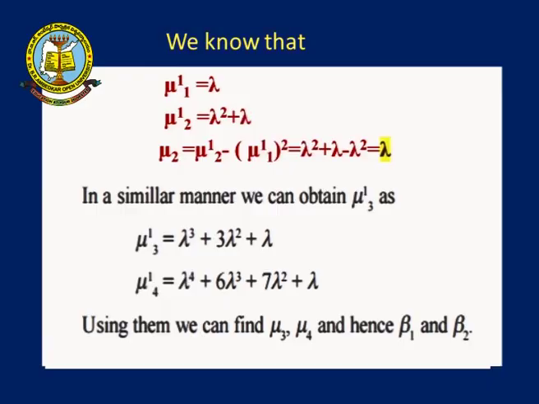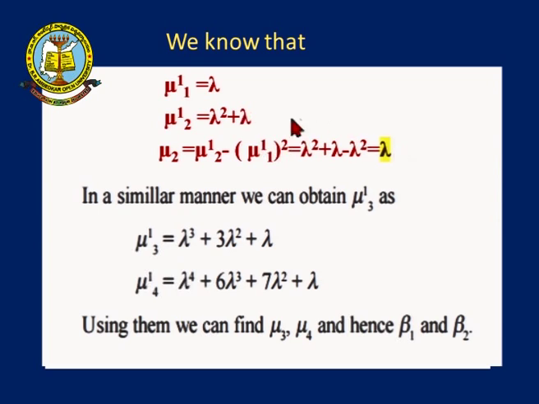We know that mu 1 dash is equal to lambda, mu 2 dash is equal to lambda square plus lambda, and mu 2 is equal to mu 2 dash minus mu 1 dash whole to the power of 2. If you simplify this, substituting mu 1 dash is equal to lambda and mu 2 dash is equal to lambda square plus lambda in this mu 2 formula, mu 2 is equal to lambda square plus lambda minus lambda square. The lambda square minus lambda square will be cancelled, and the only remaining term is lambda. Therefore, mu 2 is equal to lambda.